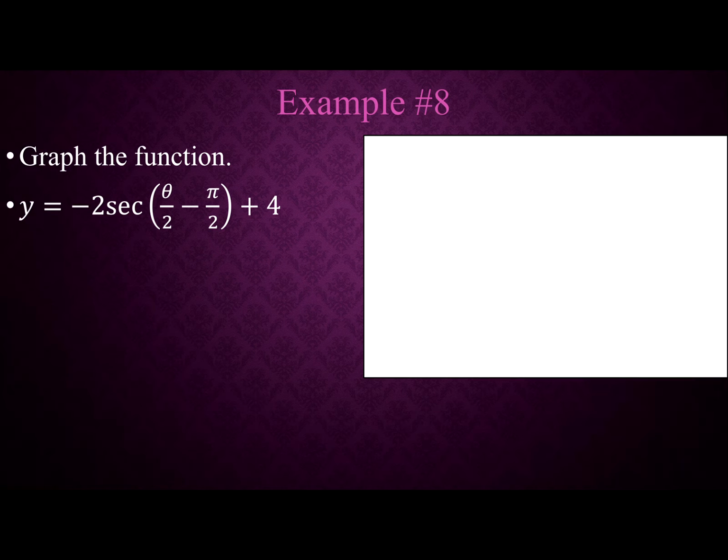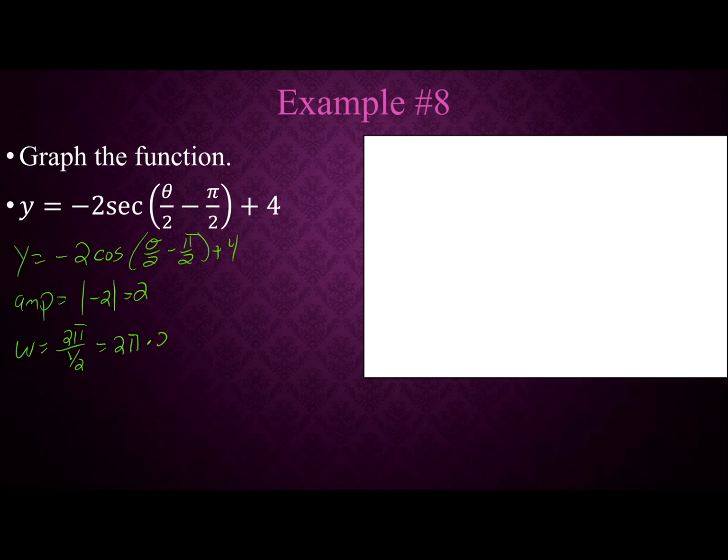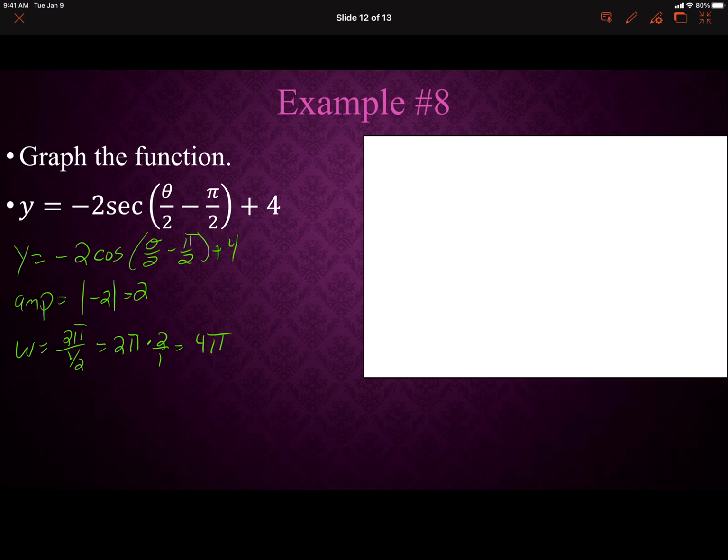So this one we have negative 2 secant of theta over 2 minus pi over 2 plus 4. So we're going to graph based off negative 2 cosine of theta over 2 minus pi over 2 plus 4. Based on the cosine function, the amplitude is positive 2. The period would be 2 pi divided by 1/2, which is 2 pi times 2 over 1, which is 4 pi. So when we graph this thing, it's also a minus sign, so we're only going to worry about the positive axis here. So we have our 4 horizontal values.